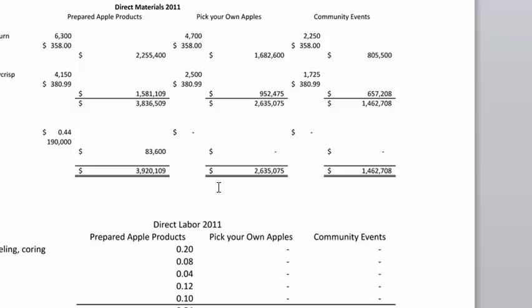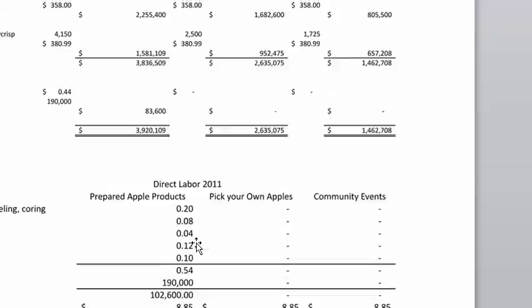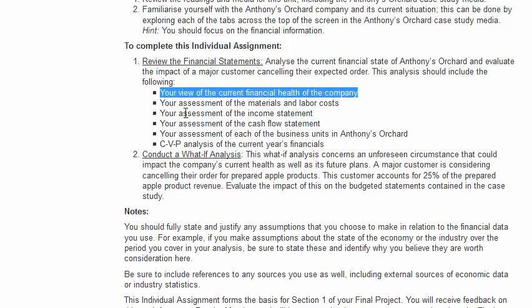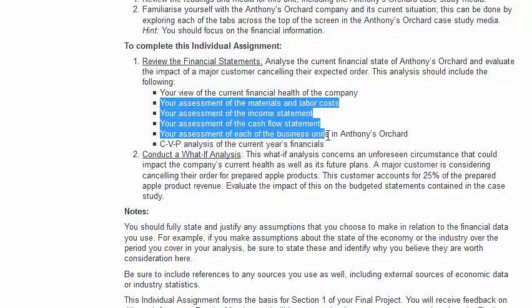Like if the direct material cost has decreased, that is good. If you see that the revenue has increased in 2011 compared to the previous year, definitely you can say that it is a better performance. So these are very simple analyses that you have to do for preparing the first item of your individual assignment. Now when you assess, there are several assessments that you have to do. You have to assess the materials and labor costs, the income statement, the cash flow statement, and each of the business units.